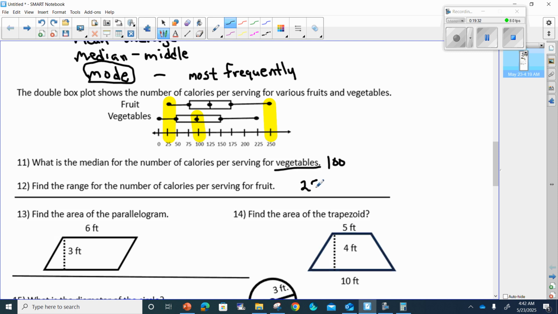250 minus 25 is 225. So our answer must be 225.